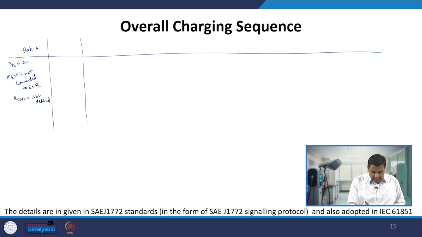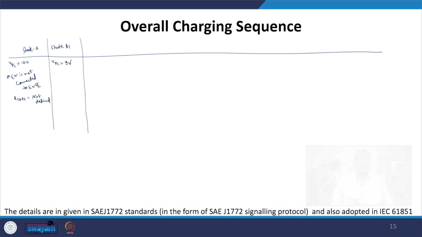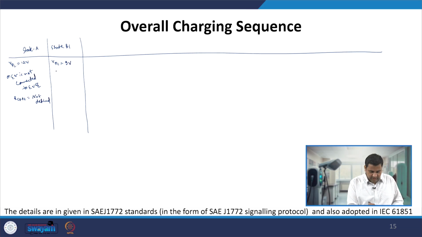Then comes our next state, which is state B1. In state B1, we have VDC equal to 9 volt. The VDC which is measured by the EVSE controller is 9 volt, and you can say that S1 is still connected to fixed plus 12 volt, and PWM is deactivated.